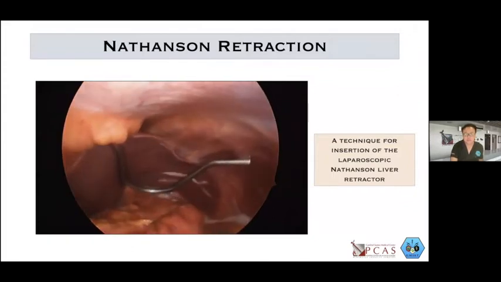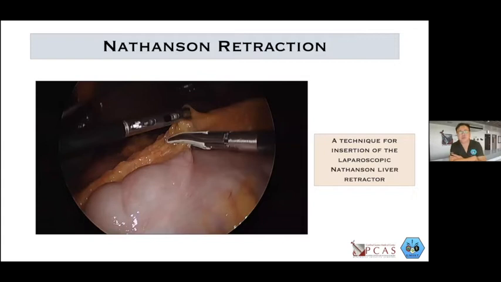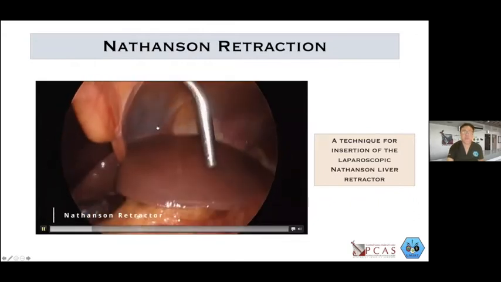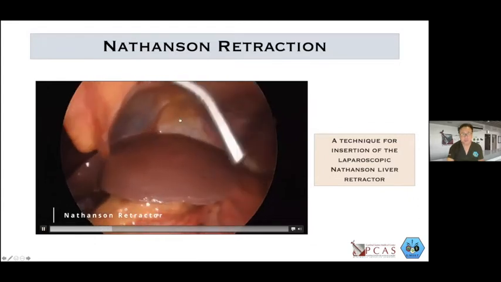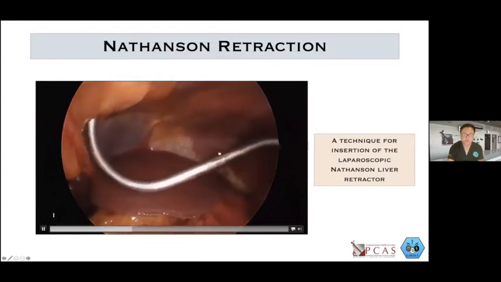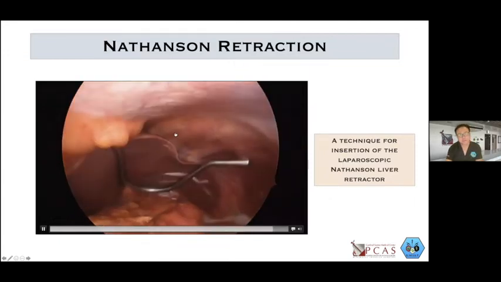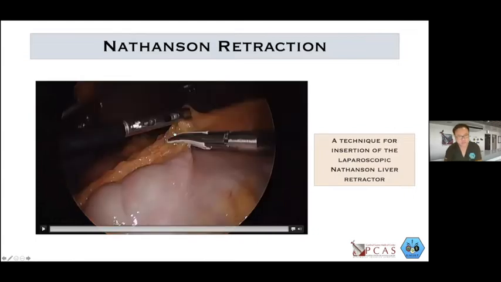direct vision. Mind you, the Nathanson retractor looks like a very benign instrument, but there are a lot of reports, especially during the early days of bariatric surgery, where the end of the Nathanson retractor was able to puncture the cardiac area, creating an injury to that cardiac area. So be very careful in trying to place that Nathanson retractor.